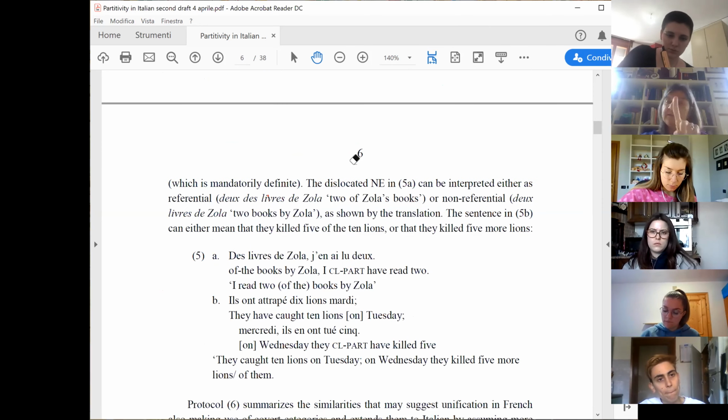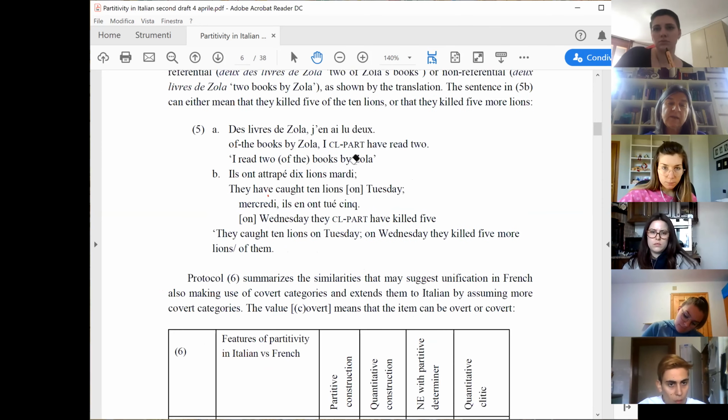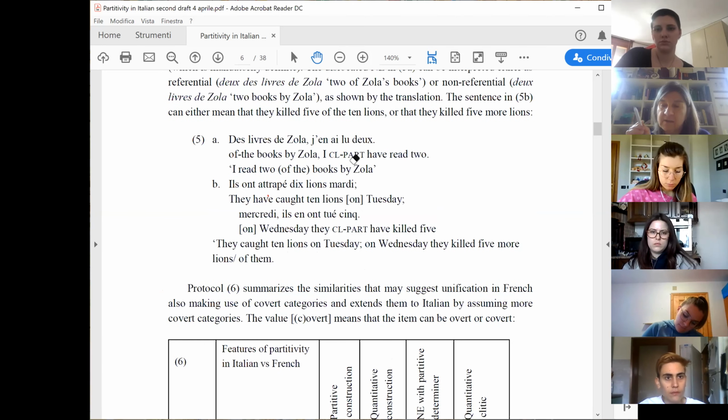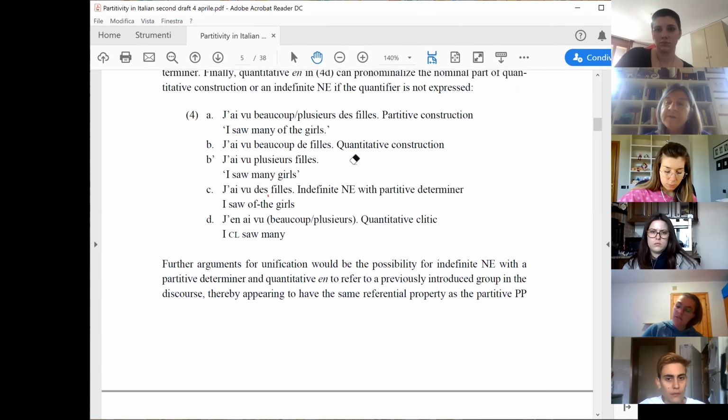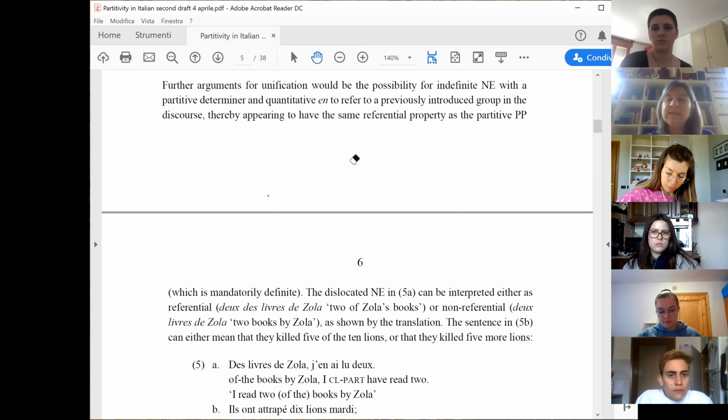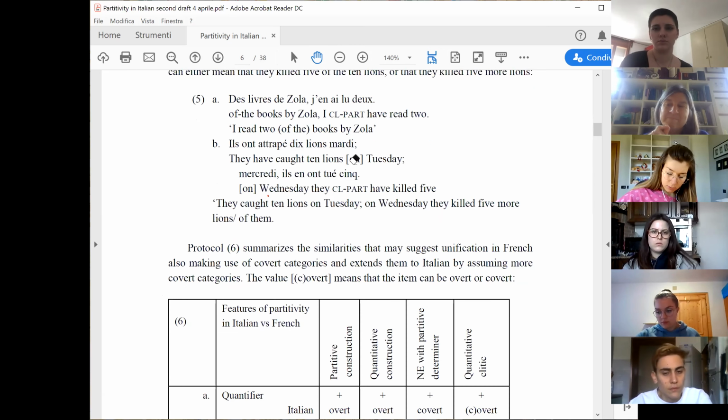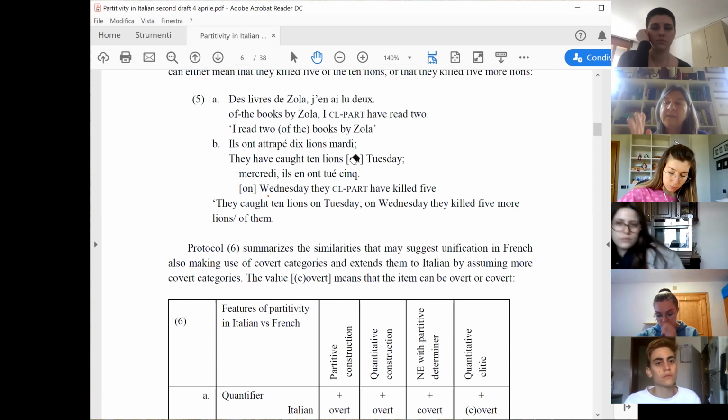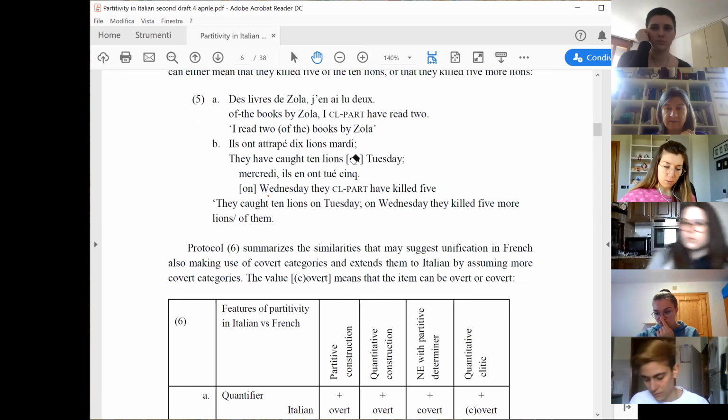Oh yeah, and then I added 2 examples because in 4D, at least in my understanding of Italian, it can only be indefinite. But if you consider some cases like those in 5, then you may say, well, sometimes en in French and ne in Italian can resume the definite partitive.